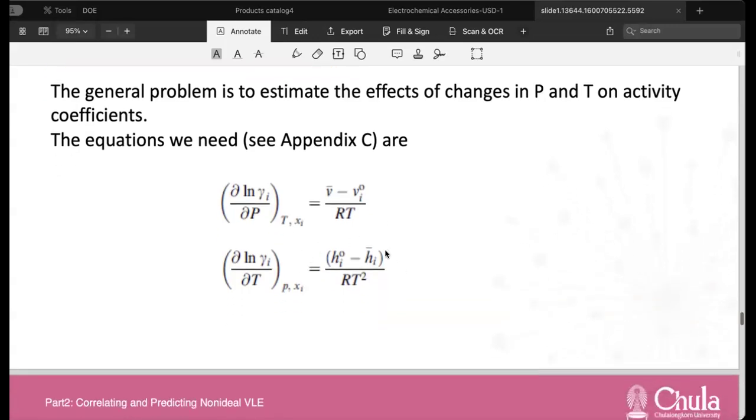And the second one is how the activity coefficient changes when temperature changes. It depends on heat of mixing.